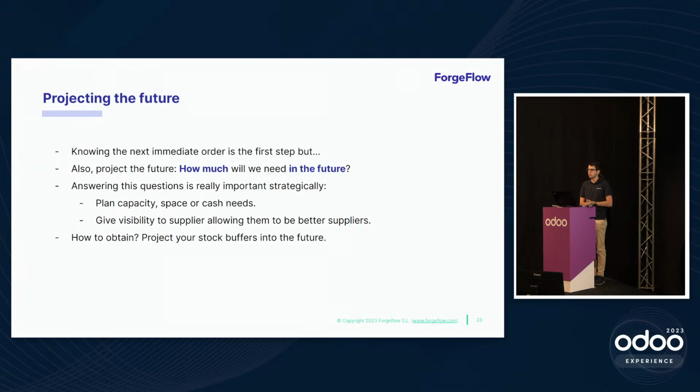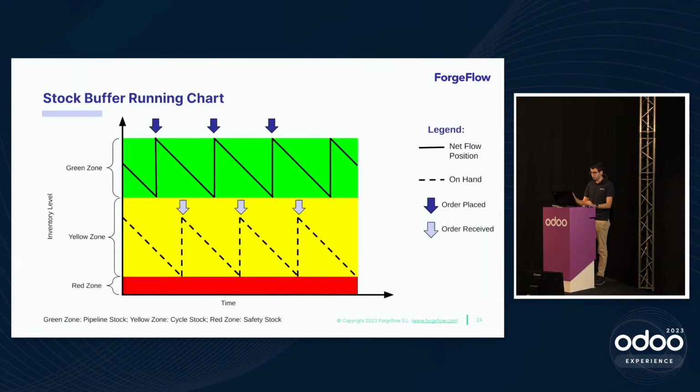If you give this supply plan to your suppliers, you are enabling them to be a better supplier, and this ultimately benefits you because they can have a better forecast because you give them more information, as I mentioned in the beginning, and this can reduce the variability that you get from that supplier. So it's always important to do this. How to obtain it? Simply project your stock buffers into the future.